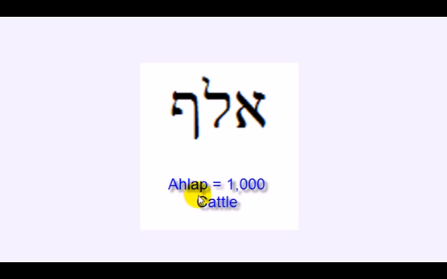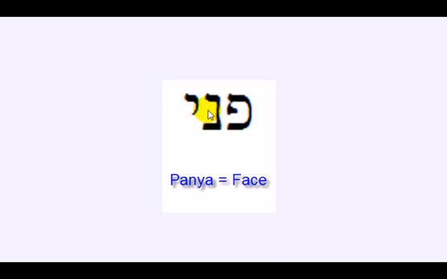Alap. Now the word alap means 1,000, or it means cattle. So that's the final pa that's used at the end of a word, and that's the regular pa that's used either at the beginning or in the middle of a word.